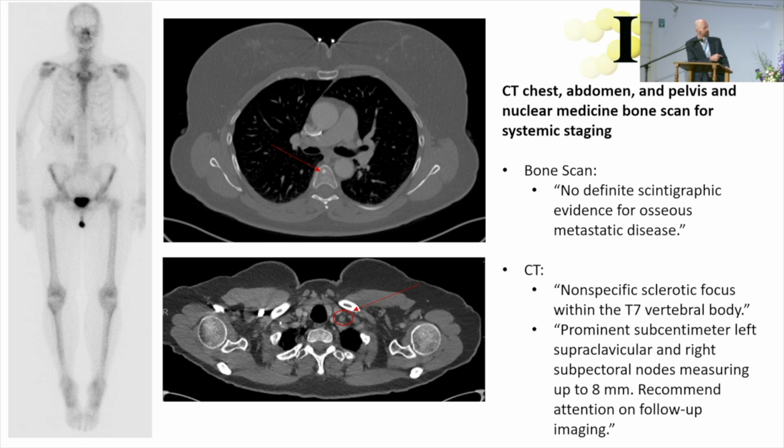This is a case showing that sometimes our staging with CT chest, abdomen, pelvis has indeterminate findings, and it's really hard to know what to do with those. Maybe it's cancer, maybe it's not. We had this little sclerotic bone lesion in a slightly prominent supraclavicular node.